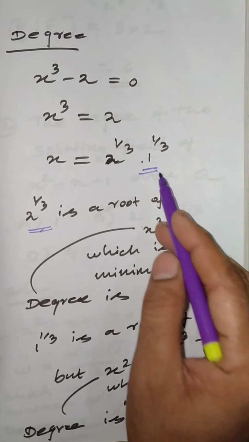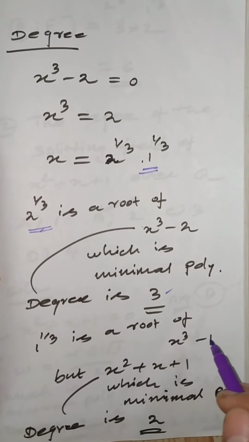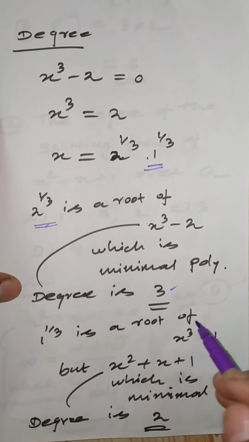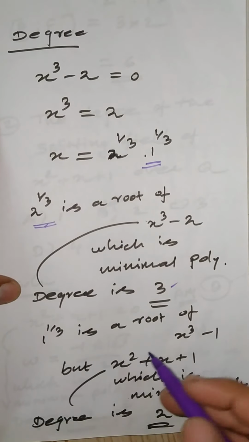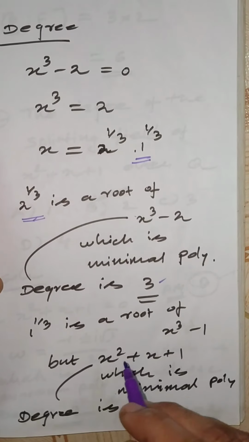So what about this? Just now we have seen it's a root of x cube minus 1. So what about the minimal polynomial? We know x square plus x plus 1 is the minimal polynomial, which is also satisfied.